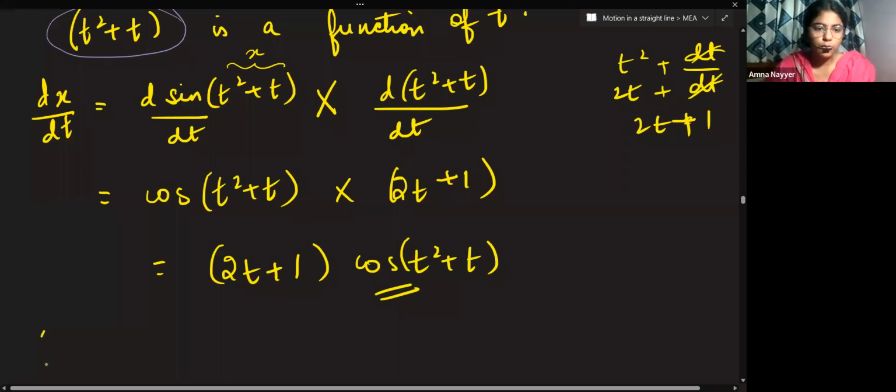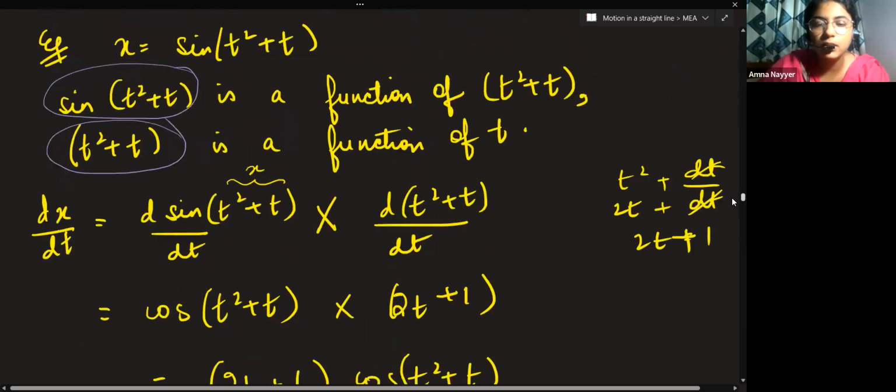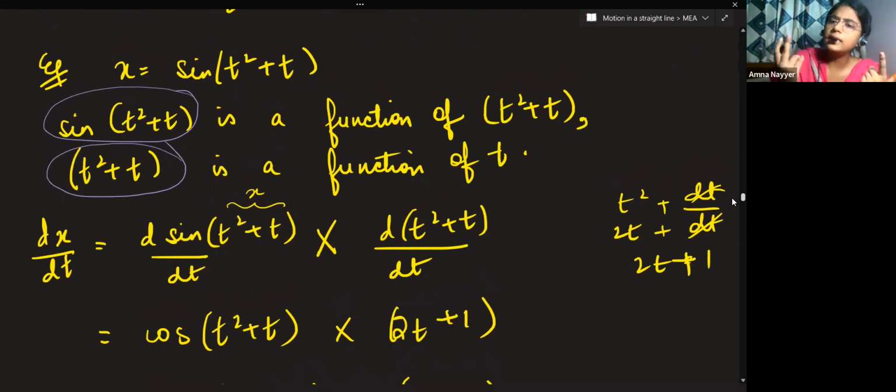I am giving you one more example that you people will try yourself. Sine t whole square. So start with this. First note down this example and then find the answer. If it is sine t whole square, then write it as sine square t. First note it down.